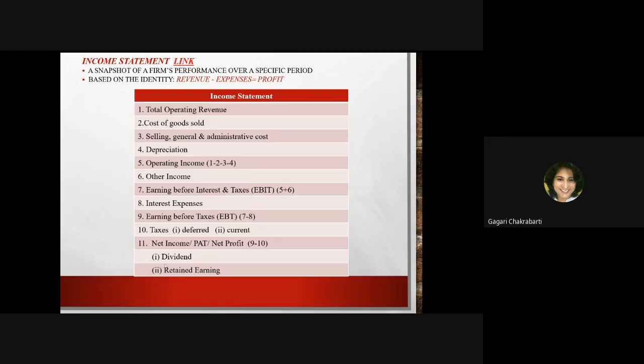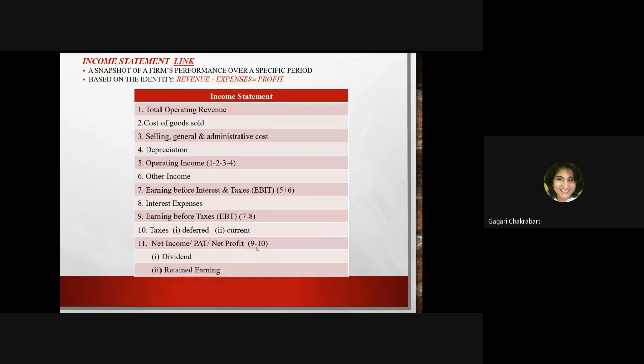Okay, so after that, taxes will be imposed on the firm. Now, as we discussed earlier, the taxes may be deferred or the taxes may be current. So in the income statement, we try to find out how much tax is paid as current tax and how much tax is paid as deferred tax, right? So the firms can defer the taxes. Okay, so now we come to the net income or PAT or the net profit.